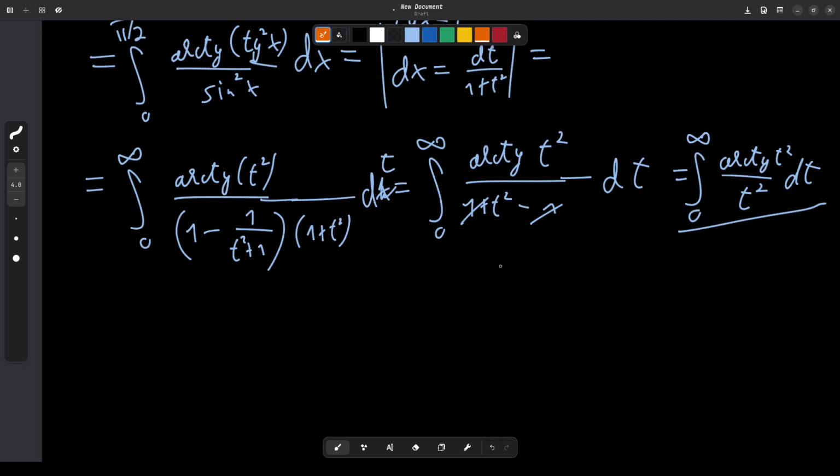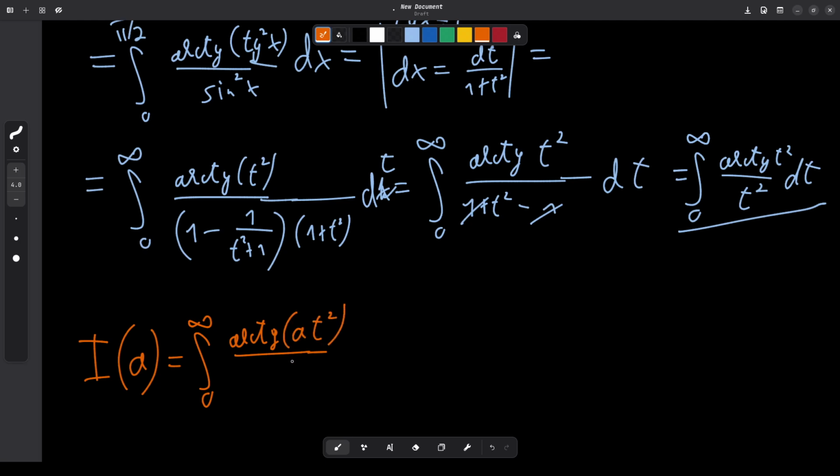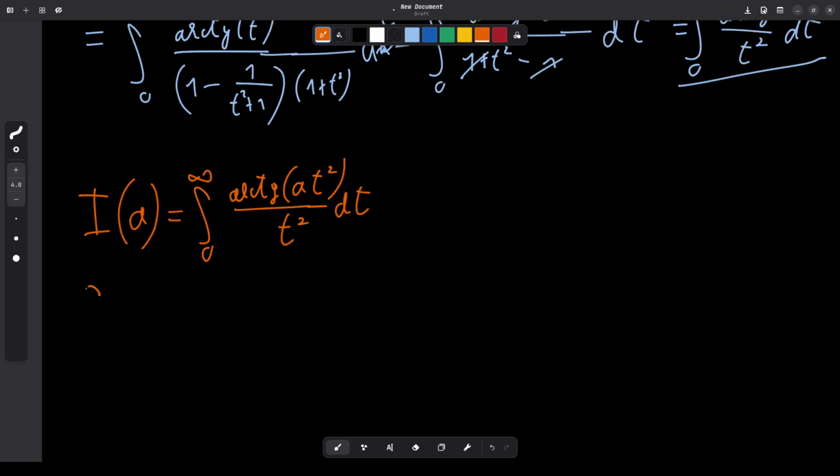Now, realistically, the only good approach we have here is to go full-on Feynman technique. Feynman technique says that if we define a function I of a, such that it is, let's say, the integral going from 0 to infinity, I will define it as the inverse tangent of a times t squared over t squared dt. I'll also put in the condition that a must be greater or equal to 0.